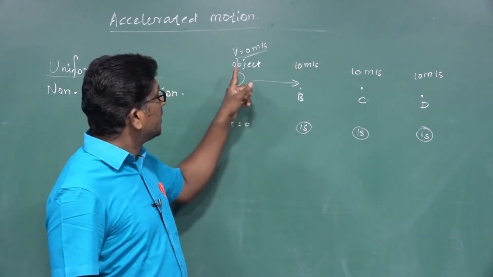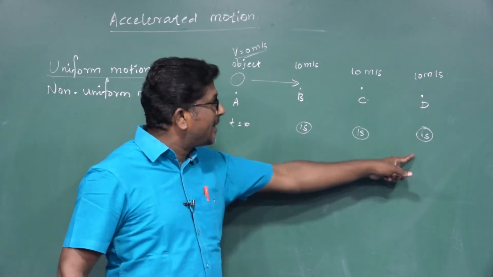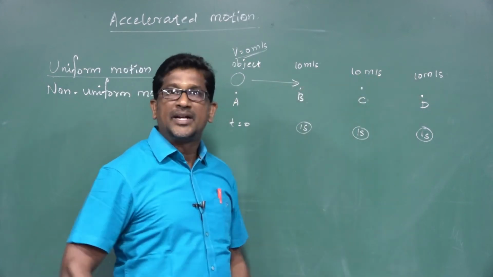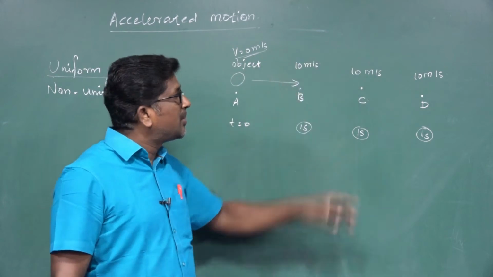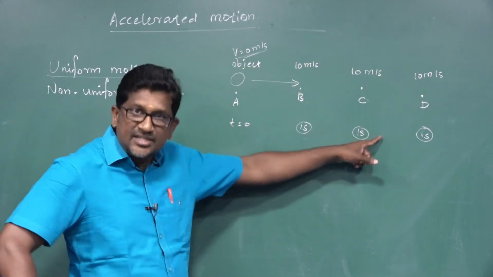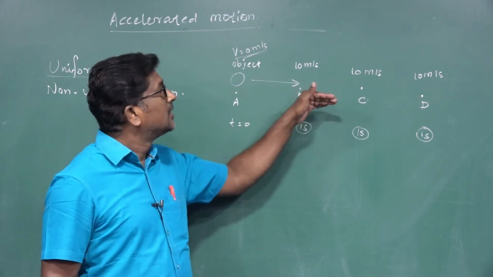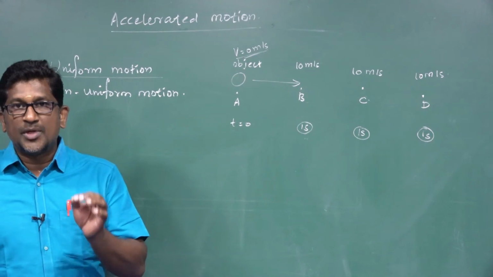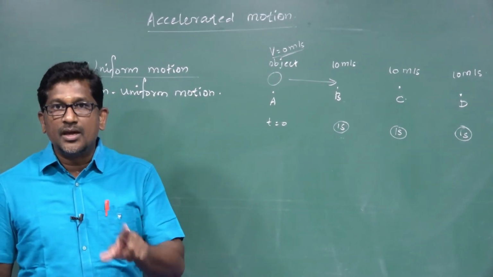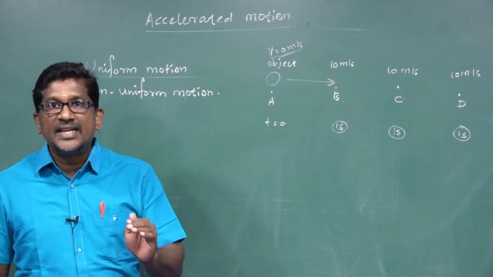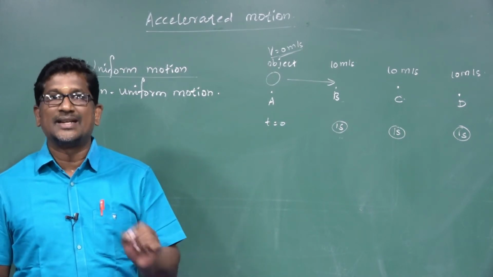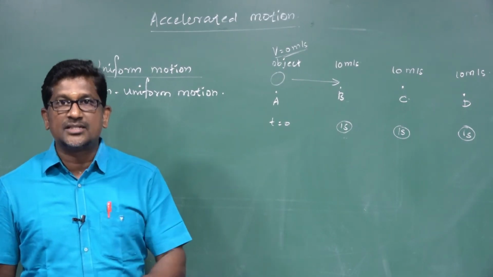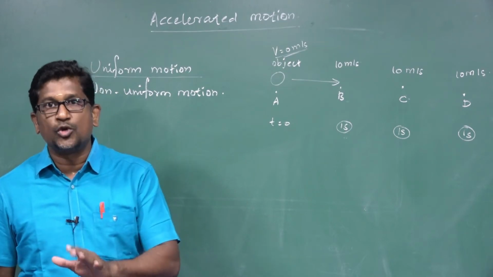One more thing, at all positions and all times, the velocity of the particle is constant: 10 meter per second, 10 meter per second, 10 meter per second. So if the velocity of the particle is constant at every instant or at every position, then the motion of the object is said to be uniform. Understand? If the velocity of the particle is constant at every instant, then the motion of the particle is said to be uniform.